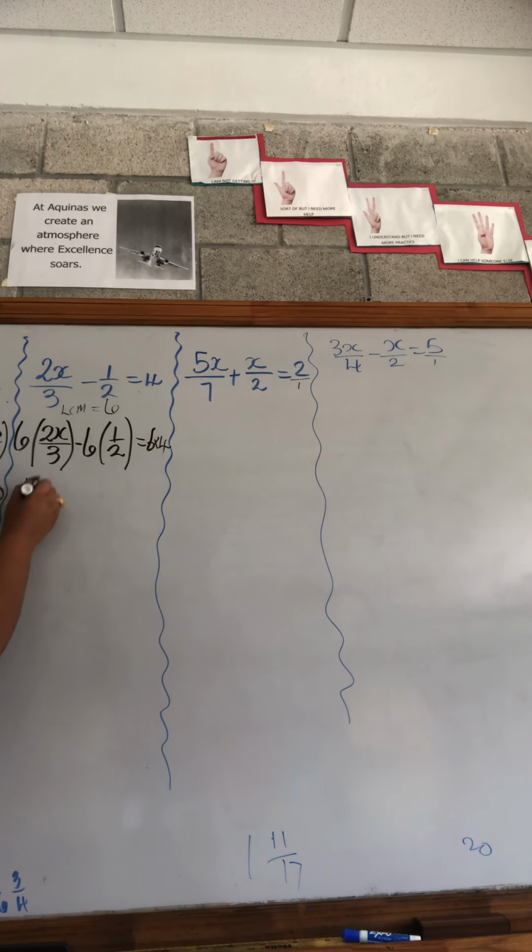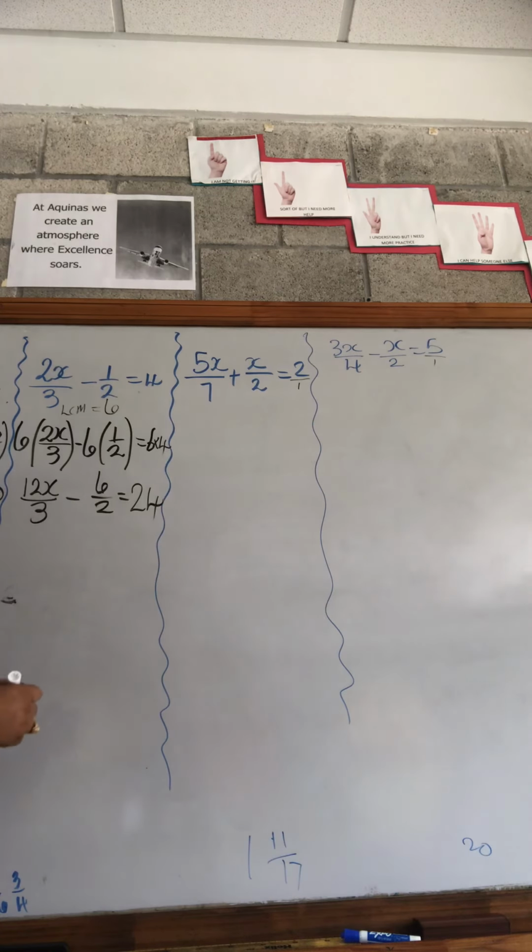6 2s are 12. 6 1s is 6. And 6 4s are 24. 3 goes into 12 exactly 4 times. 2 goes into 6 exactly 3 times. And then we connect like terms on the same side. A negative 3 going across, we're going to plus the 3.